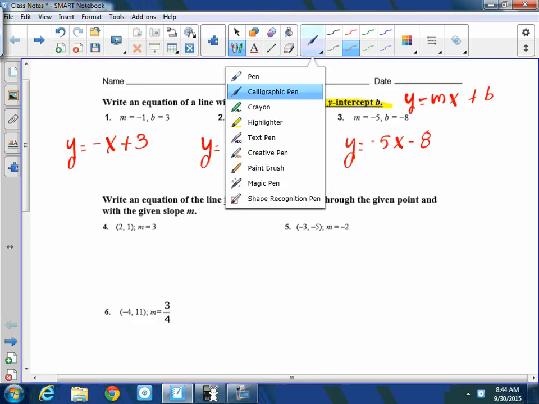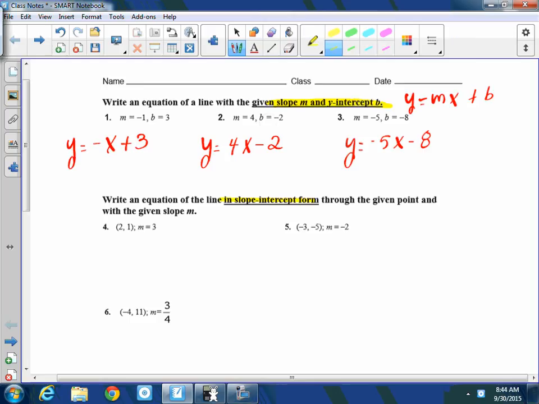Let's highlight what they're asking me to do. Slope-intercept form, and my slope-intercept form is this one right here. Just take a look at your cheat sheet, right? It's y equals mx plus b. But in here, what do I have? I have the point and the slope. So I have m, but I do not have b. But I have an x and a y, and I can figure out b. All right? So let's see.